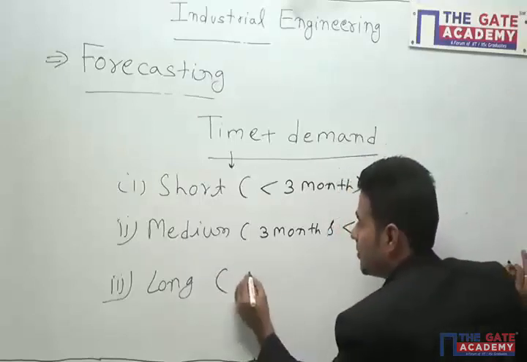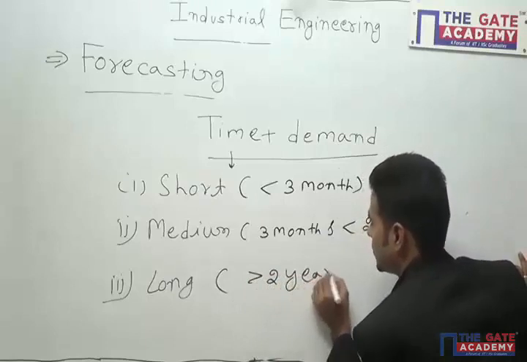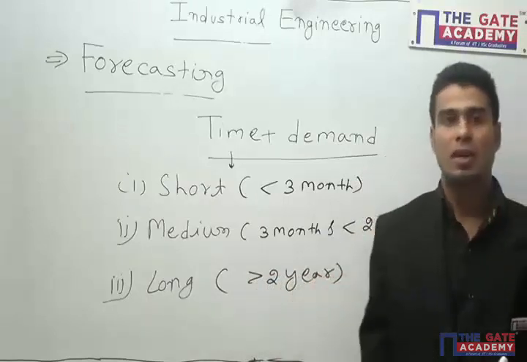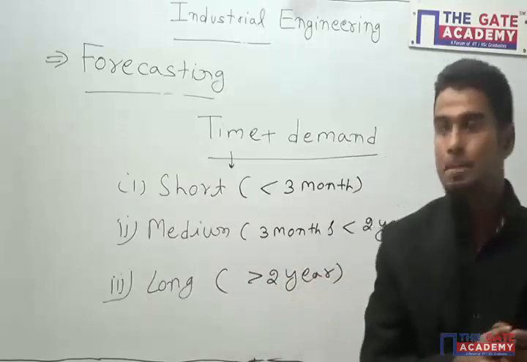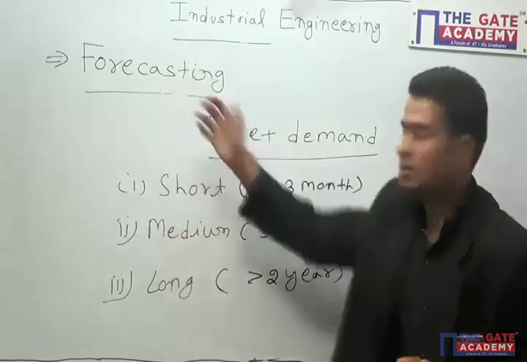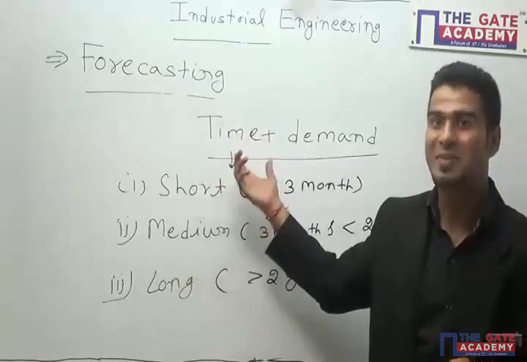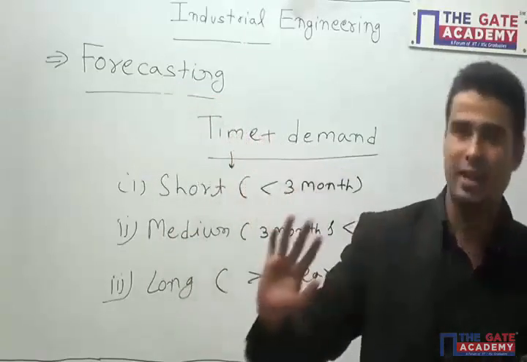It's called more than 2 years. Friends, these are the types of forecasting in terms of time, because I just predict the demand in terms of time. Okay. Do you agree?